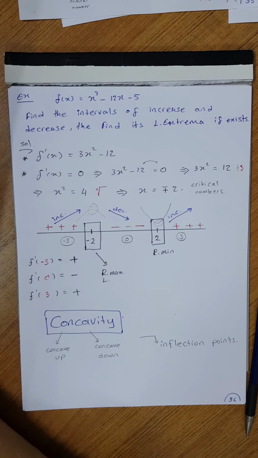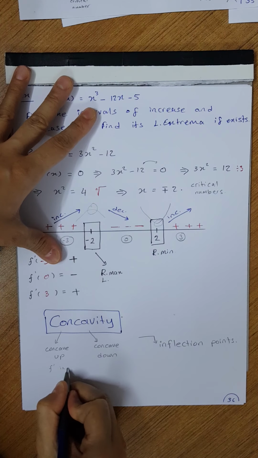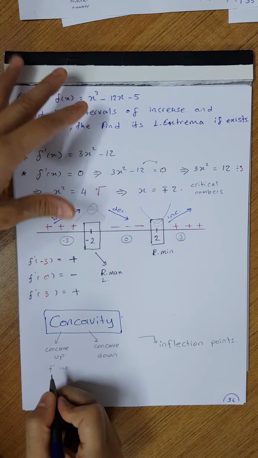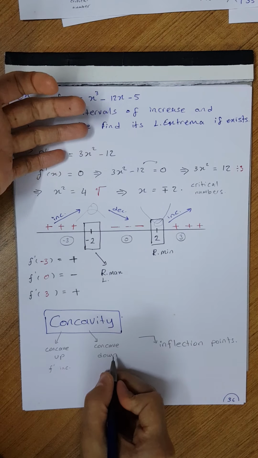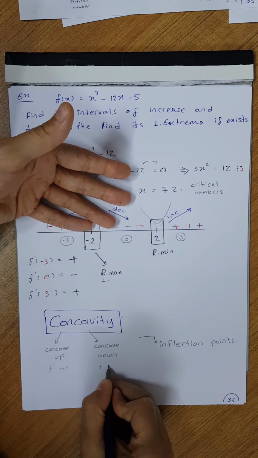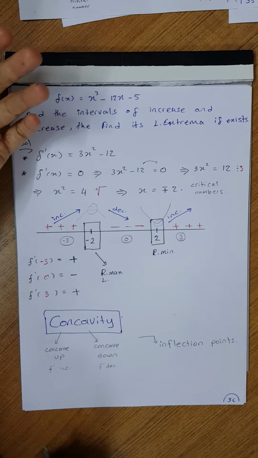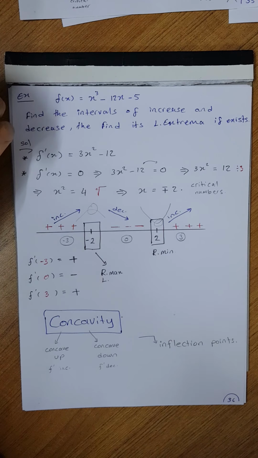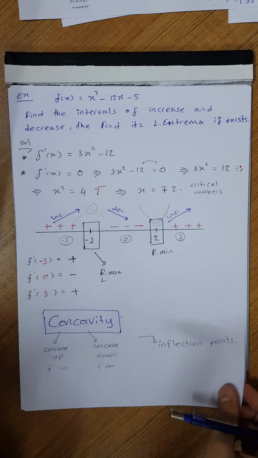How do we check if a function is concave up or concave down? In general, we say that a function is concave up if the first derivative of the function is increasing. If the first derivative is increasing, then we say that the function is concave up. How do we determine whether it is concave down? If the first derivative is decreasing. Okay, that is the general idea. But what is the procedure for finding this? We will write it on the next page.